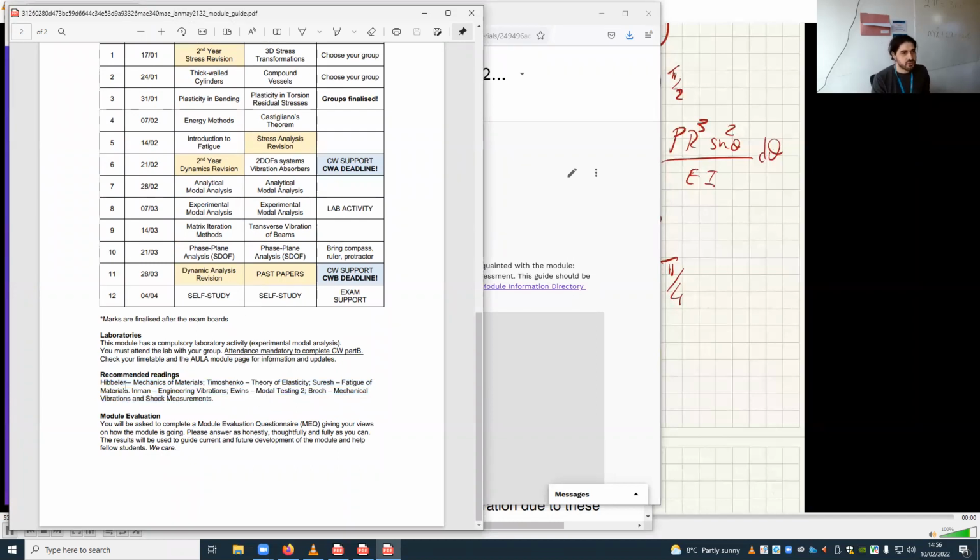Okay. So in this case, plasticity and Castigliano's theorem are found in this one. 3D stress transformations you'll find here, and some other things on plasticity. And this will be next week, fatigue of materials. And these are all dynamics. So this book covers much more than we do, really, but they are very, very good sources of material.